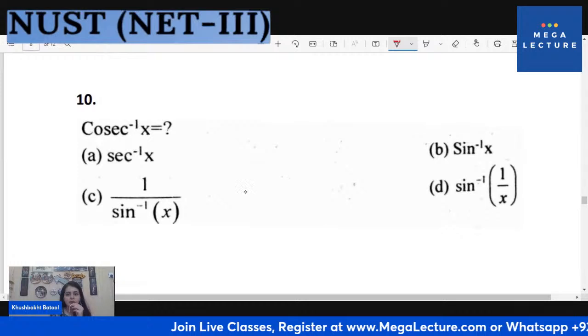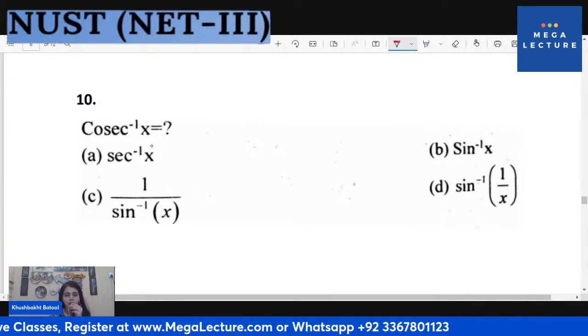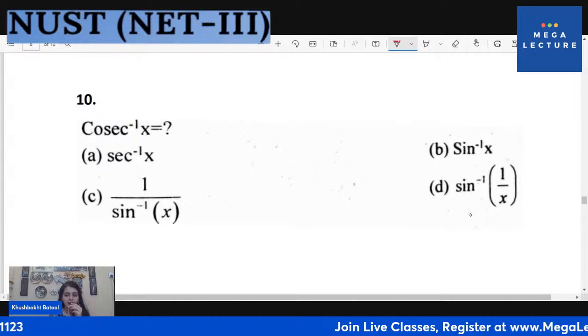Okay. Now it is about cosecant inverse. Again, cosecant is 1 by sine, but cosecant inverse is not 1 by sine inverse. Cosecant inverse is sine inverse of 1 by x. Okay, so the answer is going to be D in this case.